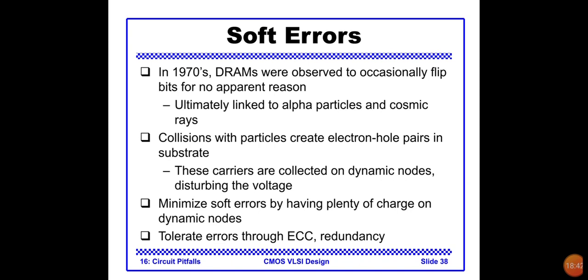Soft errors: in the 1970s, DRAMs were observed to occasionally flip bits for no apparent reason, ultimately linked to alpha particles and cosmic rays. Collisions with particles create electron-hole pairs in the substrate. These carriers are collected on dynamic nodes, disturbing the voltage. Minimize soft errors by having plenty of charge on dynamic nodes. Tolerate errors through ECC redundancy.